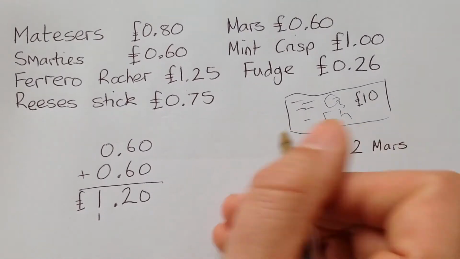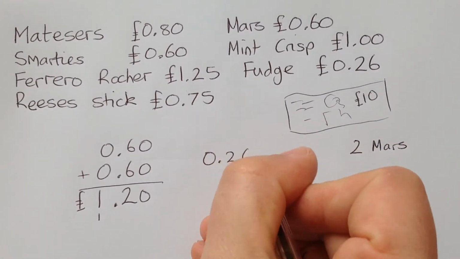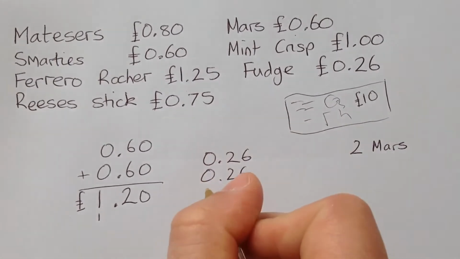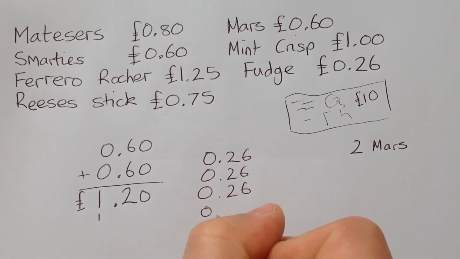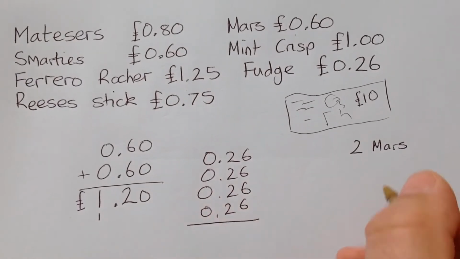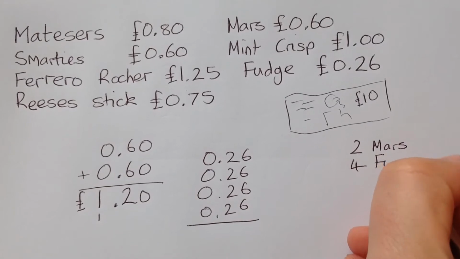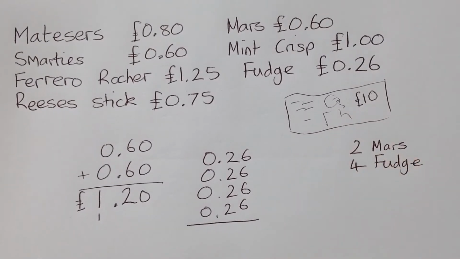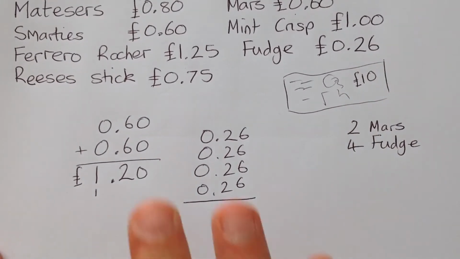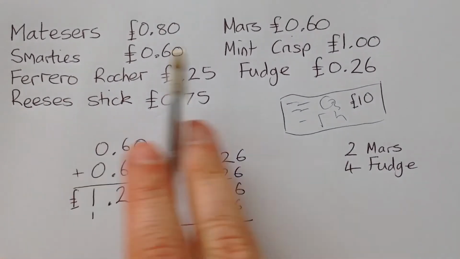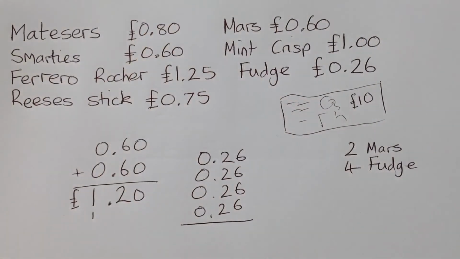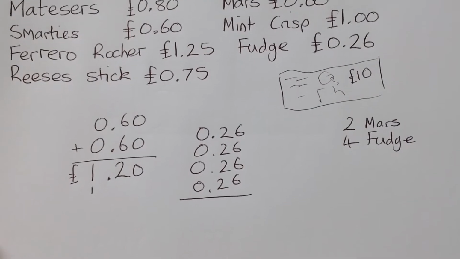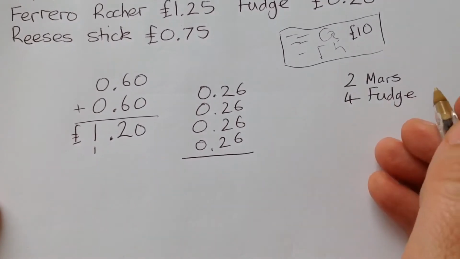So I could do a multiplication or I could do an addition. I'm going to do a repeated addition here. So I've got my 4 fudge bars, so I'm hoping to have 4 fudge bars added in here. Okay, I might need to scroll things up. If you want to use my prices, just take a screenshot because I'm just going to scroll up as I go now. So 2 Mars and 4 fudge.